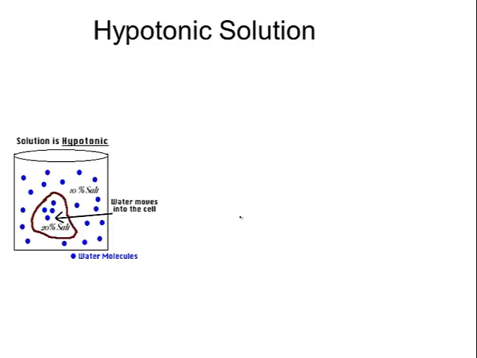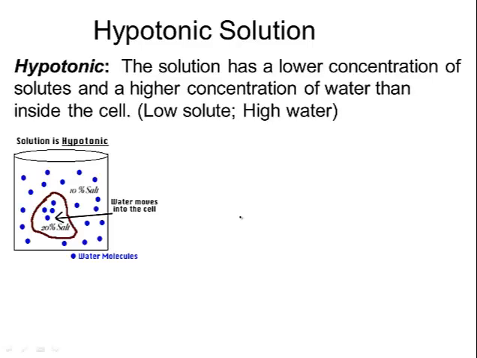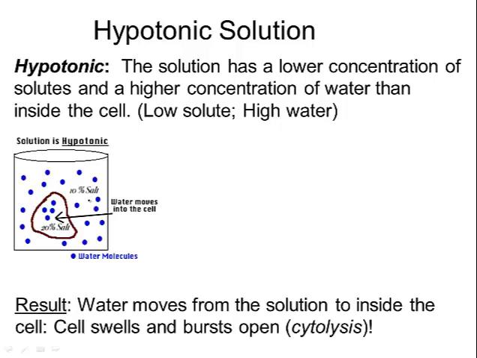So when we're talking about solutions in living things, we have a couple of different terms. A hypotonic solution is a solution that has lower concentration of solutes and higher concentrations of water than inside the cell. So if you have a cell, and you put it into a water solution, and there is more water outside the cell than inside, then you have put it into a hypotonic solution.